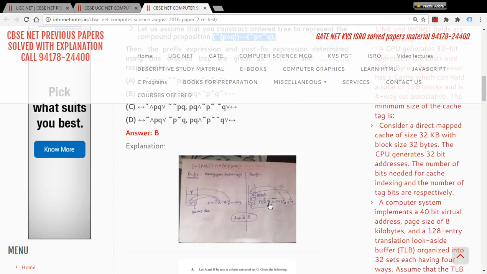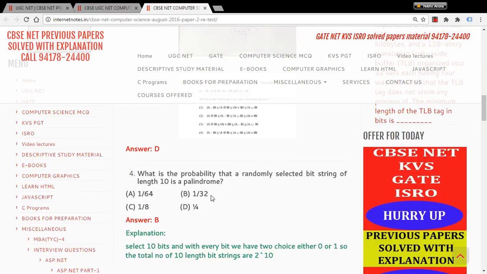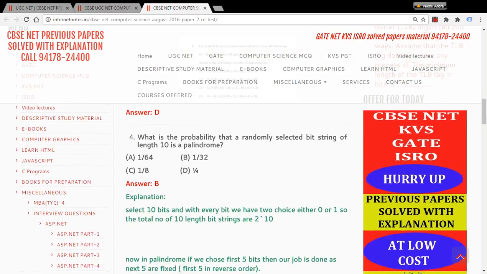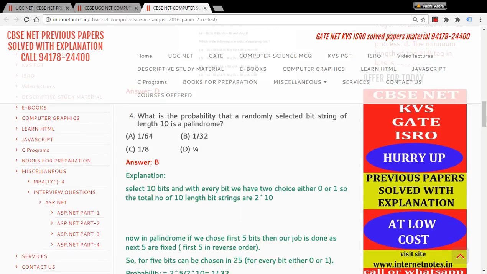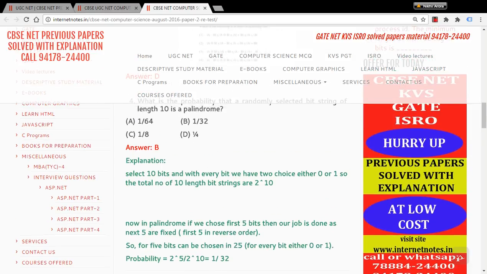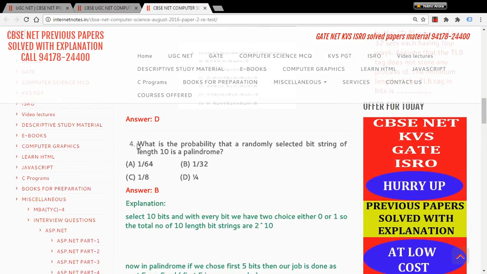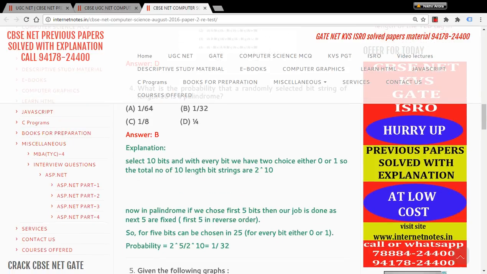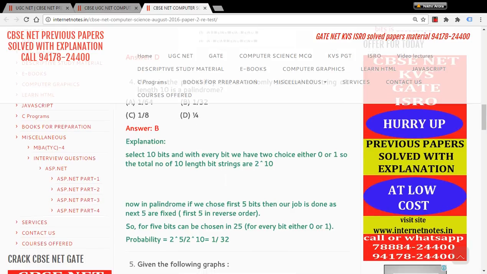So moving to the third question. What is the probability that a randomly selected bit string of length 10 is a palindrome? In this type of question, first of all you have to know the given data in the question. So explanation: select 10 bits, and for every bit we have to choose either 0 or 1. So the number of bit strings of length 10 is 2^10, definitely.